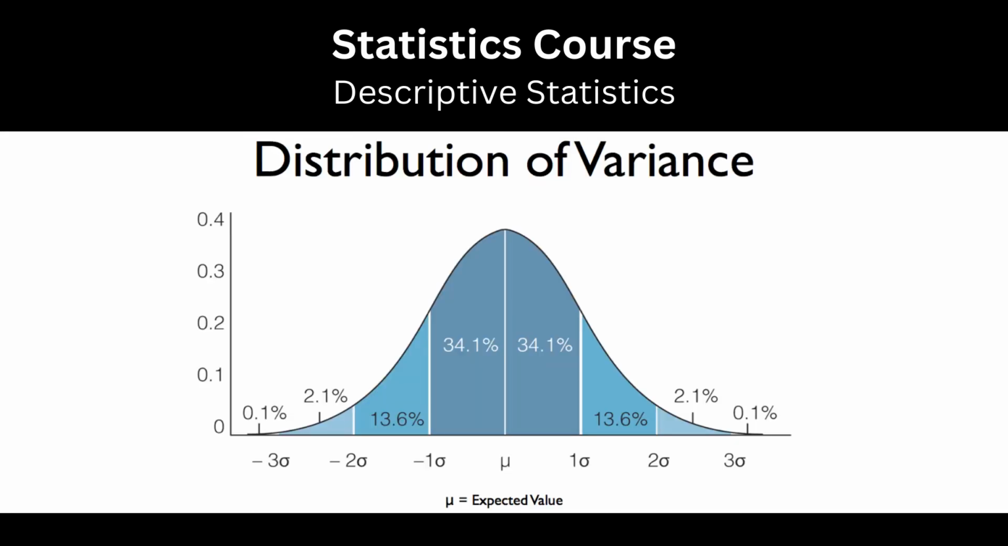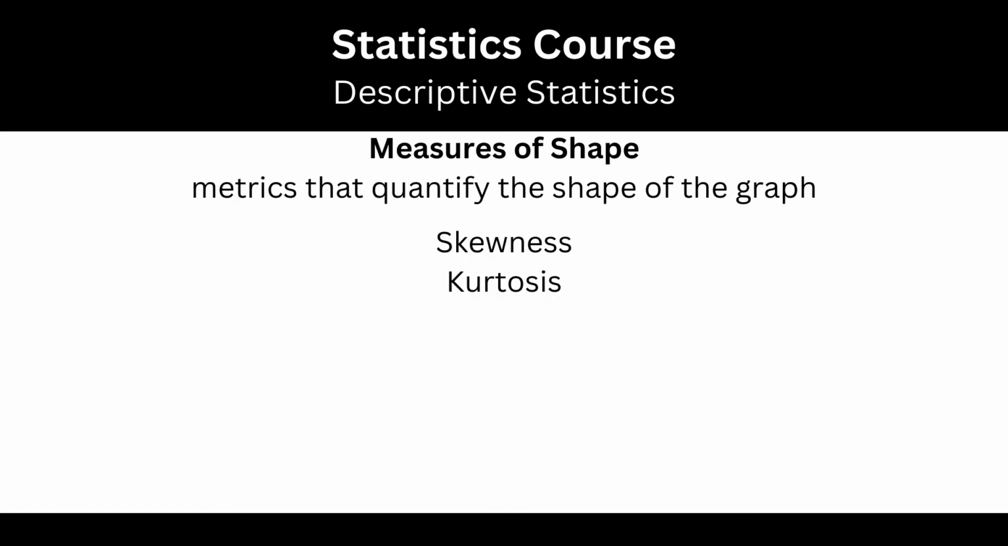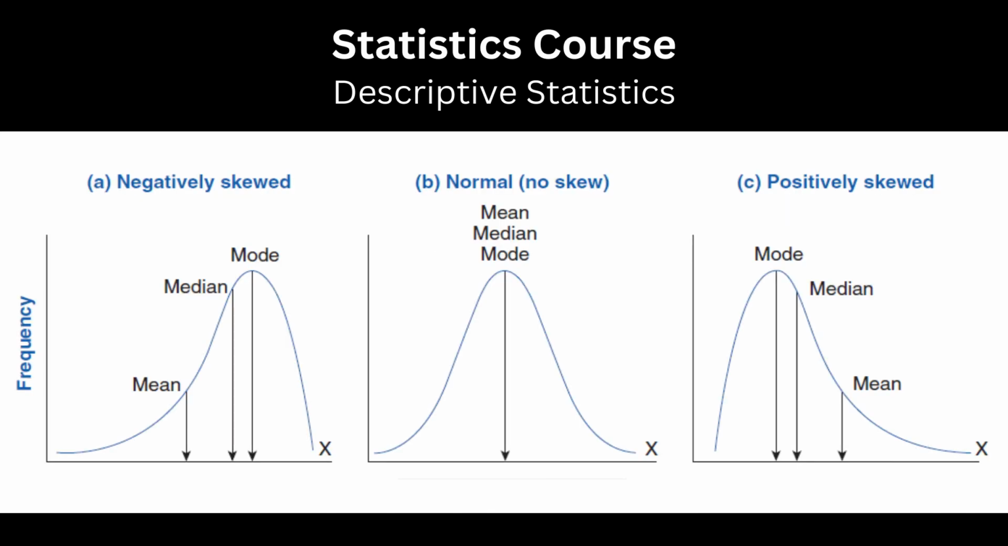The curve you are seeing here is called a normal curve or Gaussian curve. It is not always centered like this, which brings us to the next set of measures. Measures of shape. Here we are going to look at skewness and kurtosis. Let's start with skewness. A curve can be negatively skewed when it skews to the left. It can be centered or positively skewed when it skews to the right.